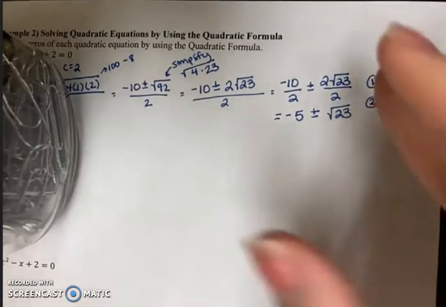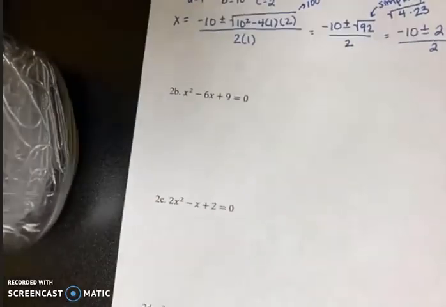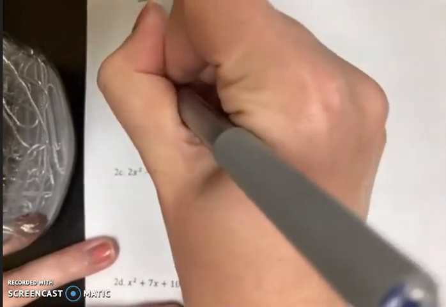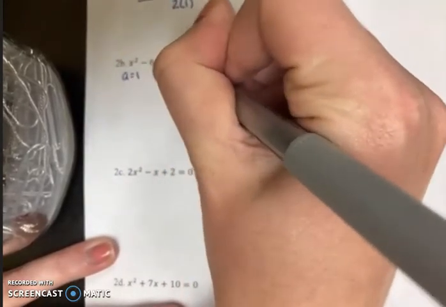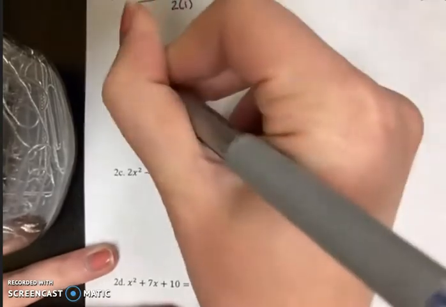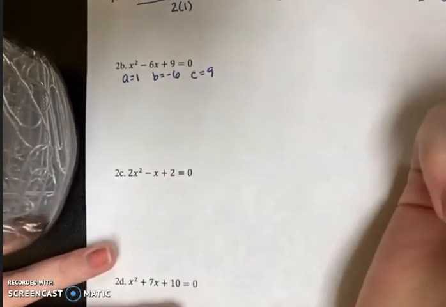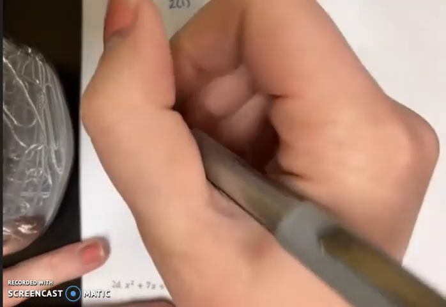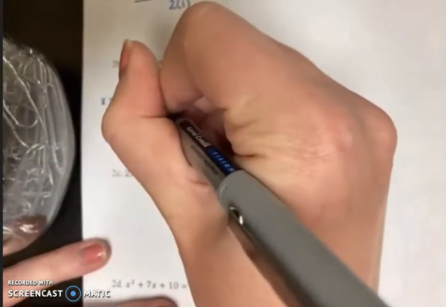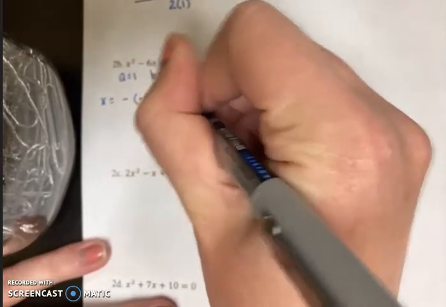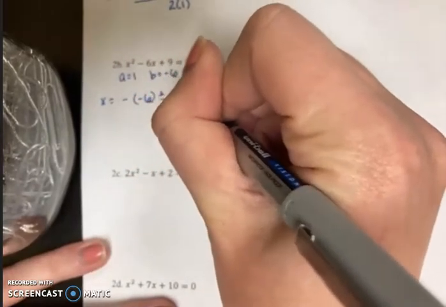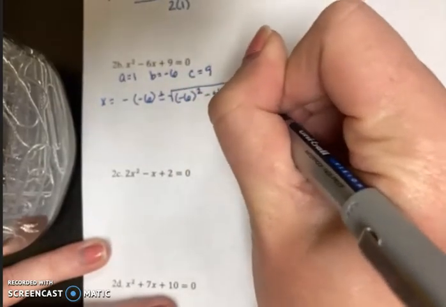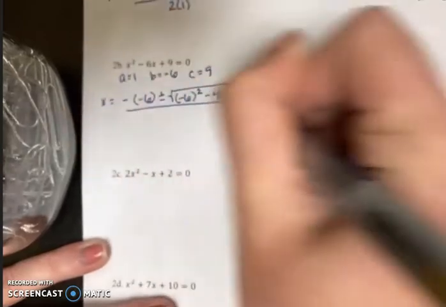All right, 2b. First thing you need to do is identify A, which is 1, B, which is a -6, and C, which is a +9. We're keeping all of those signs. Plugging it into the quadratic formula, I have negative B, so a -6, plus or minus the square root of B squared, so -6 squared, minus 4 times A times C, so 1 times 9, all over 2A.